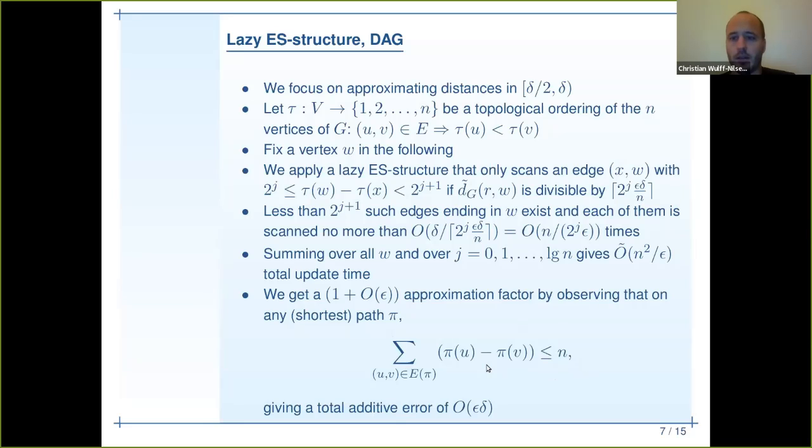And then you can combine this with the fact I mentioned before about the additive error being at most I minus 1 on a previous slide to show that the total additive error is O of epsilon delta. And because our distances are in this range here, this will amount to this multiplicative error here.